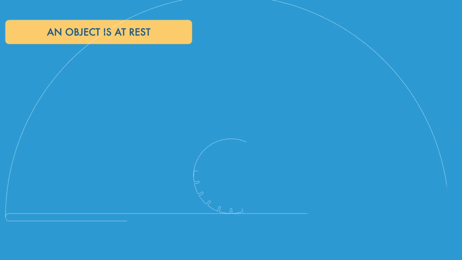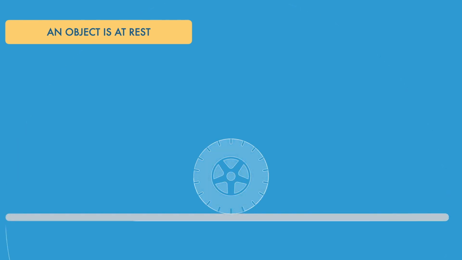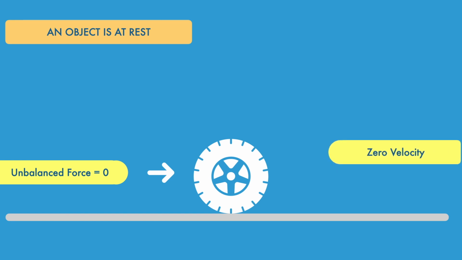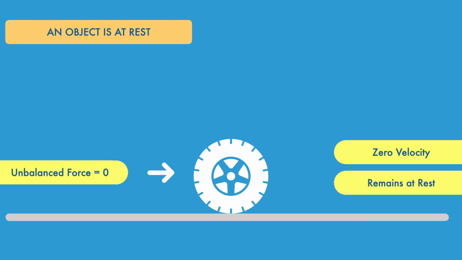Here's a wheel that's resting on the ground. Because there is no net force acting on the wheel, it remains at rest. According to Newton's first law, a net external force is required for a body to move or change its velocity or direction. Therefore, when a body is stated to be at rest, it indicates it is not subjected to a net external force or an unbalanced force.